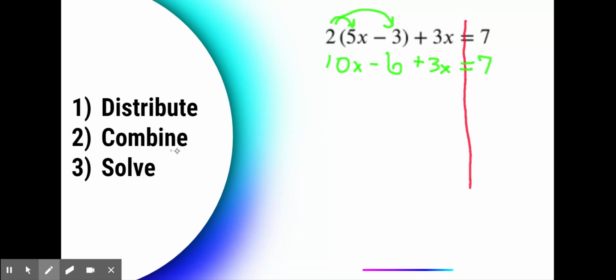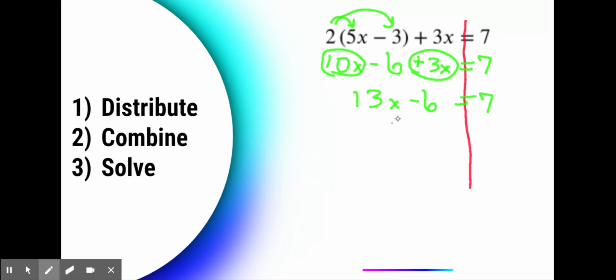Step 2 is to combine like terms. So I'm going to look on the left side over here. I have a 10x plus 3x. 10x plus 3x is 13x. Minus 6 equals 7. And at this point, I have a 1 or 2-step equation to solve. In this case, it's a 2-step.